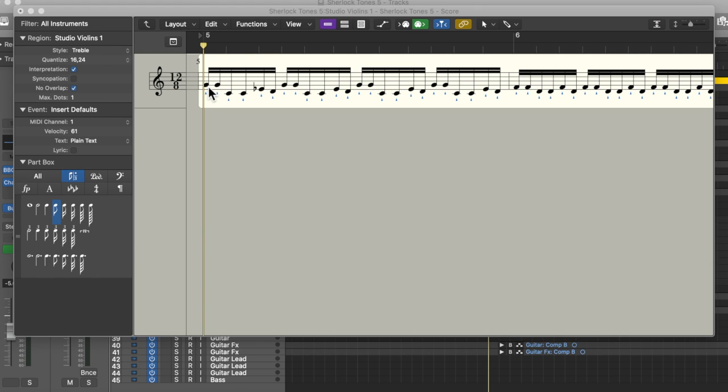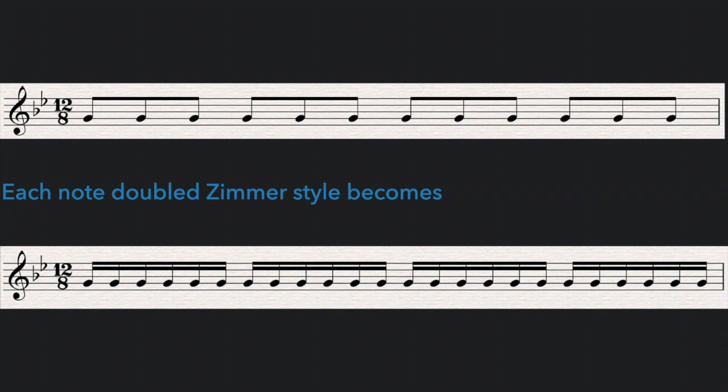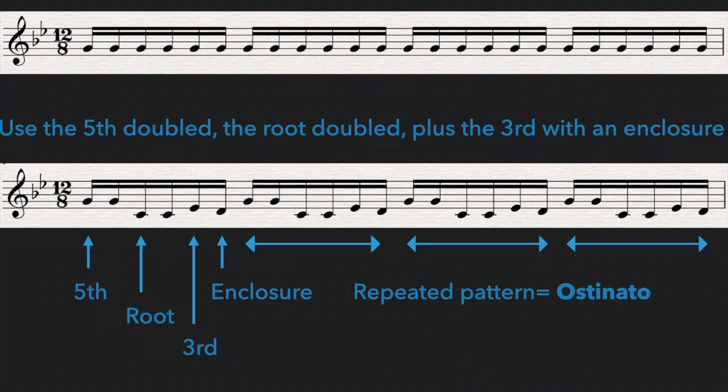In Sherlock Tones 5, I did the Hans Zimmer string glimmer in violins 1. Again, I've got it set to spiccato because it gives you that nice edgy sonority. And I am working in 12/8, so I've got a group of 3 quavers split into 6 semiquavers. And I am doubling notes.